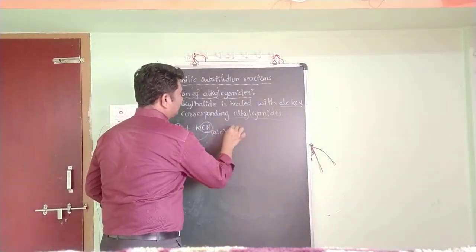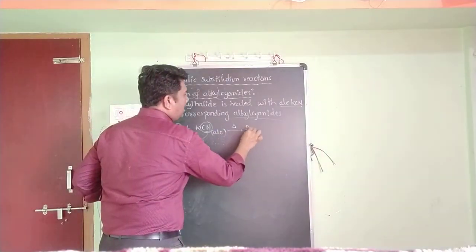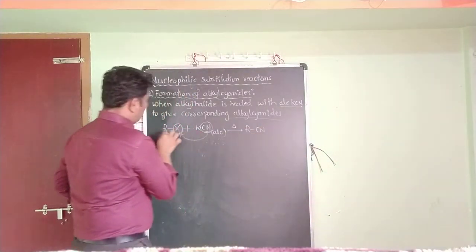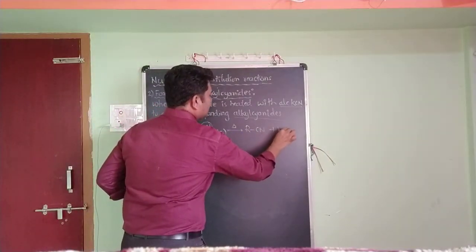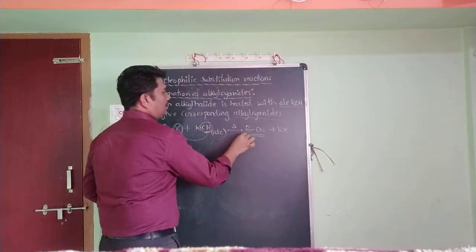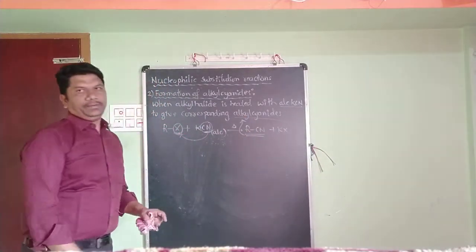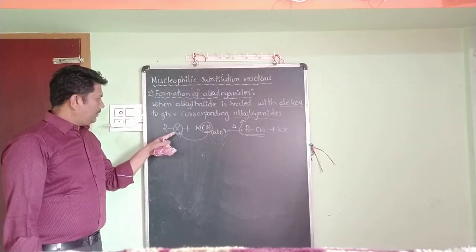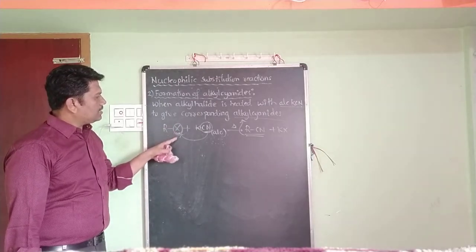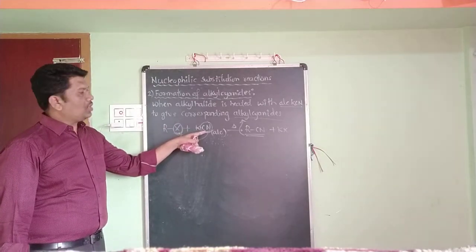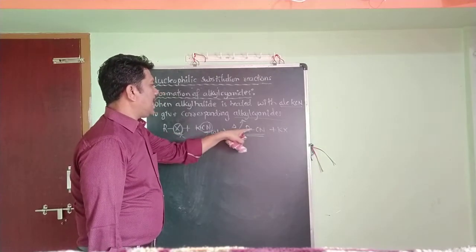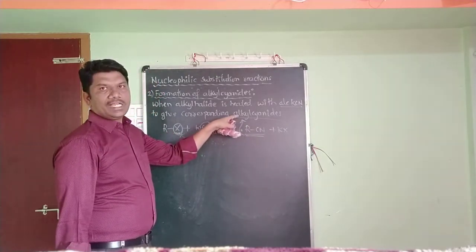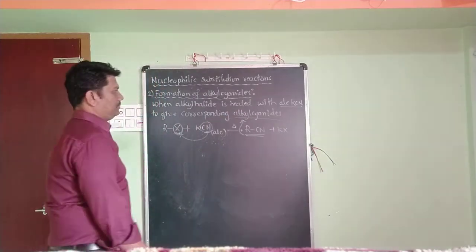It will become RCN plus KX. So RCN is nothing but an alkyl cyanide. The weak nucleophile halogen, that is X, is substituted by the strong nucleophile. Therefore, there is a formation of RCN, which is nothing but an alkyl cyanide. So this is the general representation.